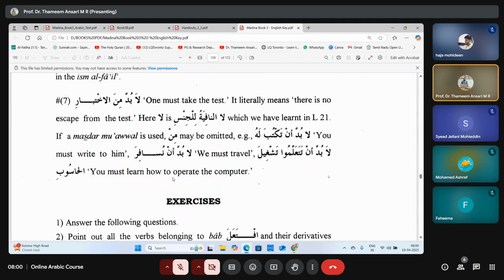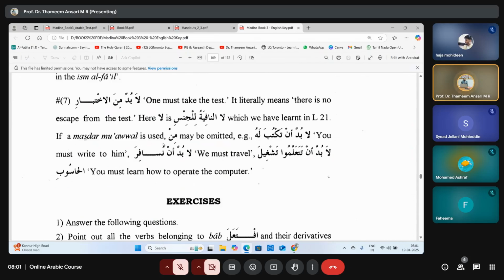Point number 7. La budda min al-ikhtibar. One must take the test. It literally means there is no escape from the test. Budda means to escape. La budda means absolutely there is no escape. This is la nafiya lil jins. La budda min al-ikhtibar. One must take this test, but it literally means there is no escape from the test. Here, La is lam nafi lil jins, which we have learned in lesson 21.